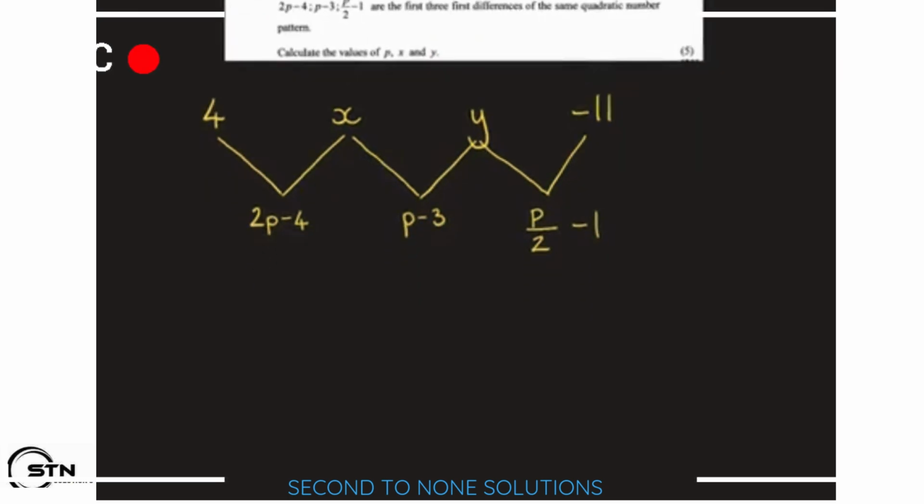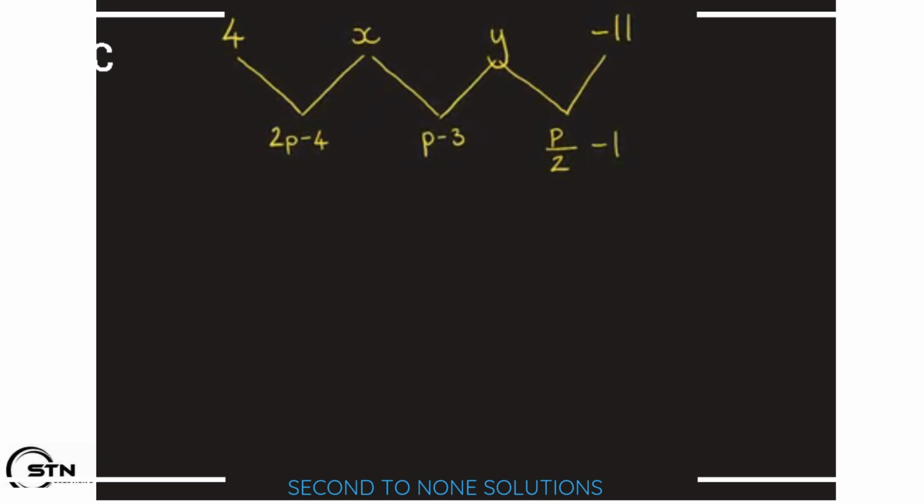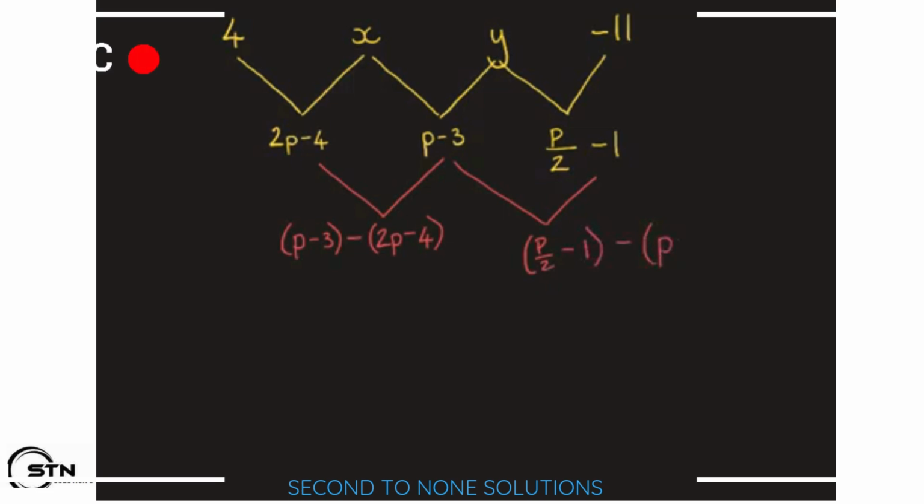Now what we know about a quadratic number pattern is that we have a constant second difference. So let's write that down. The second difference over here is going to be p minus 3, and subtract the first difference, which is 2p minus 4. Then over here, the second difference is going to be p over 2 minus 1, and I'm going to subtract p minus 3.